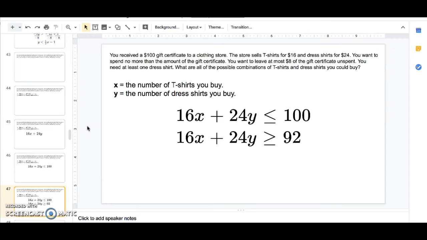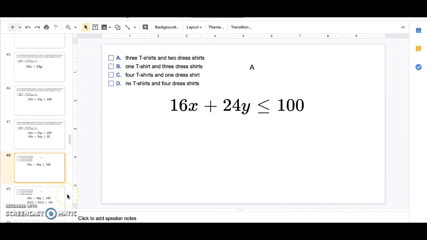And the reason why, again, that it's 92 is because we need to subtract $8 from $100 to see how much of the gift certificate we would have to spend to leave at most $8 unspent. Okay, so now what we're going to need to do is substitute each of our combinations into each of these inequalities to see what gives us true inequalities. So now I need to substitute in all of my combinations for each pair of inequalities to see if it makes them both true.